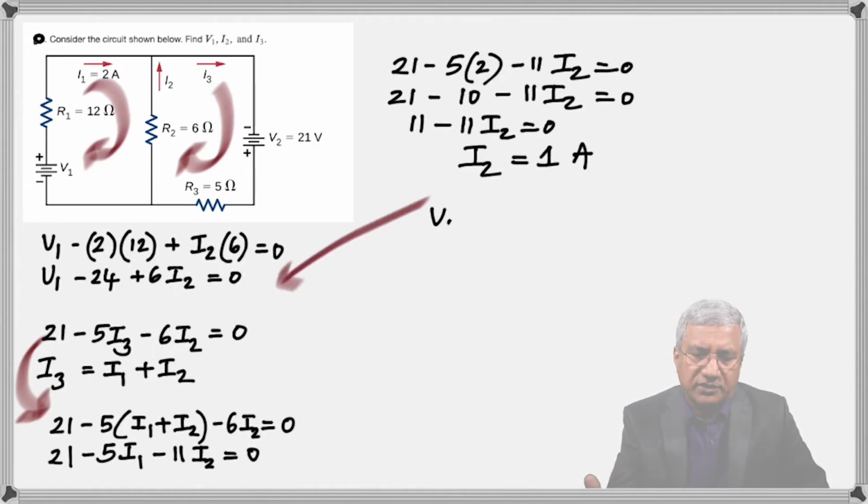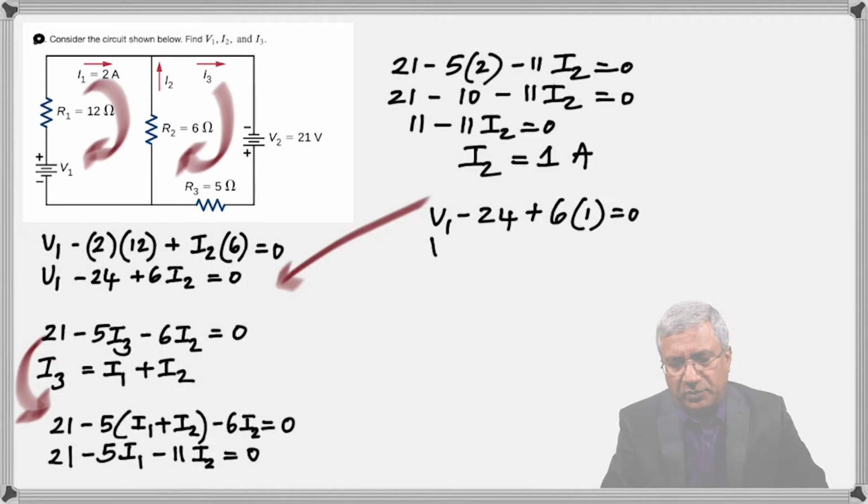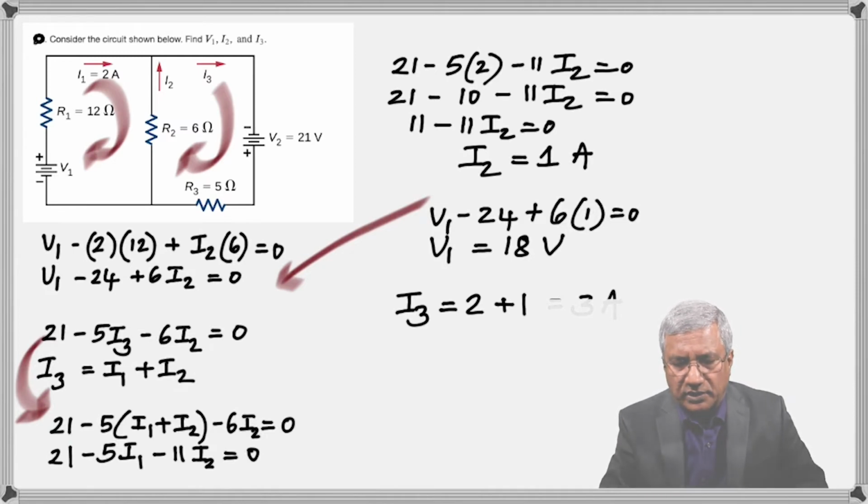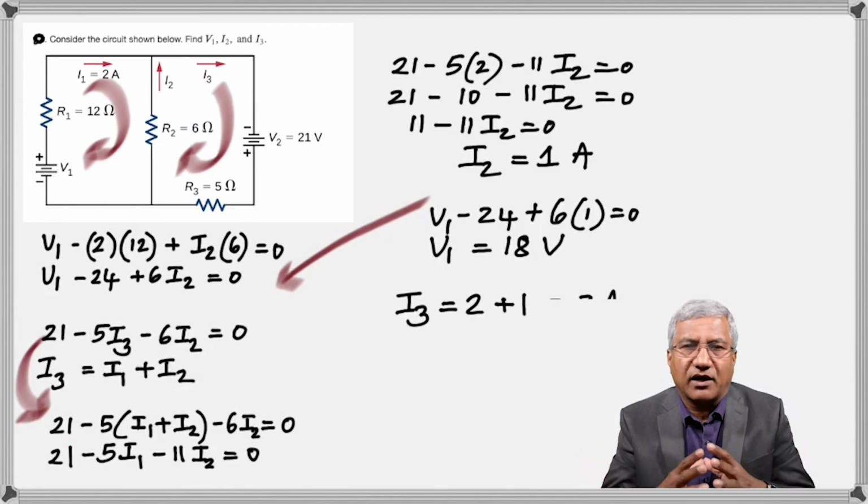Once you get the value of I2, substitute it into that equation and find V1. So V1 minus 24 plus 6 is 0, which gives V1 is 18 volt. Remember that if you feel this is too fast, you can always pause the video. Once you get that, you can get the value of I3 as 3 ampere. So we got the values of I1, I2, and I3 simply by applying Kirchhoff's junction rule and the loop rule.